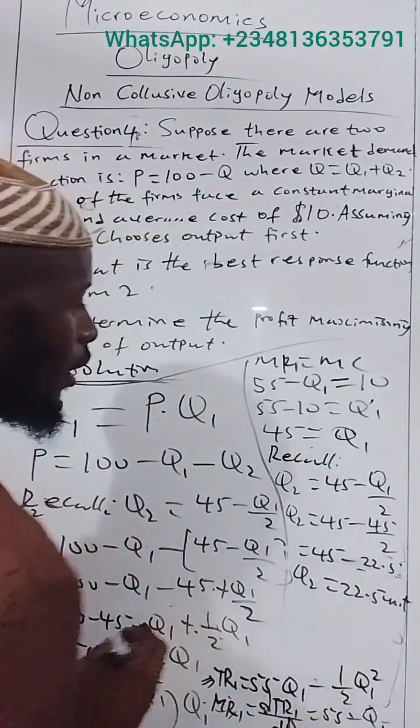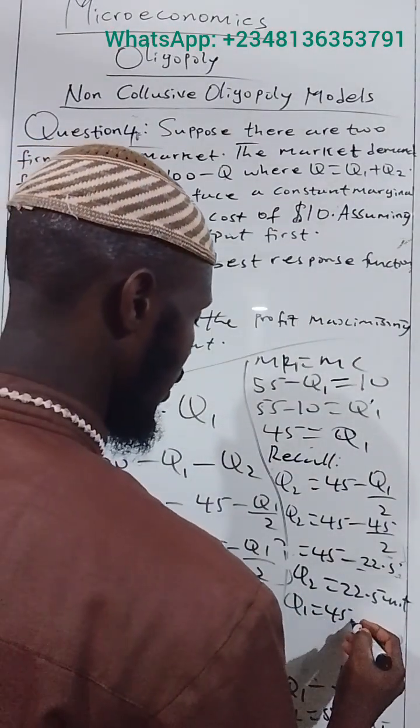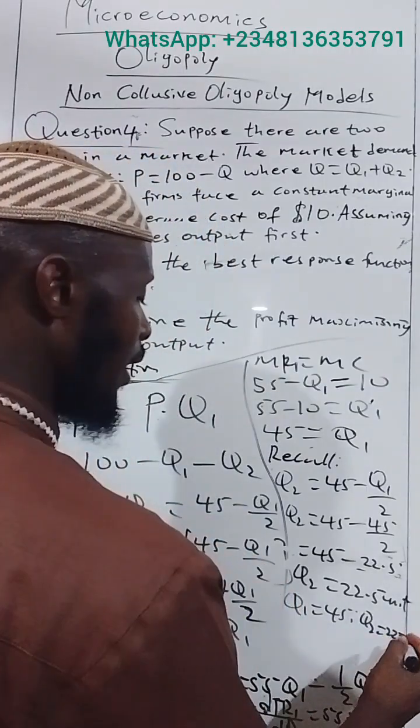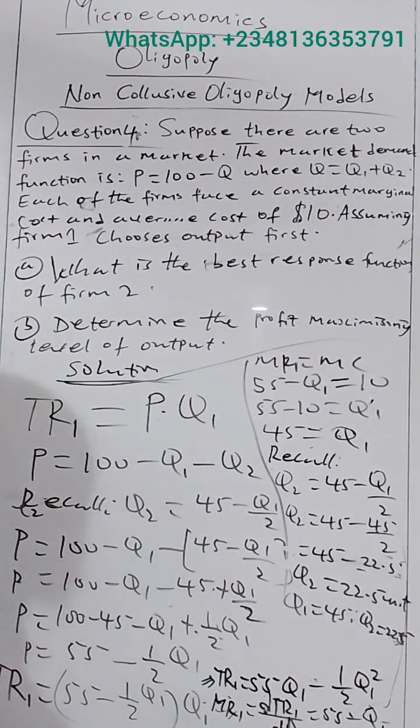Then Q2 equals 22.5 units. In other words, Q1, the output of firm 1, is 45 and that of firm 2 is equal to 22.5. Meaning that firm 2 produces half of what firm 1 produces.